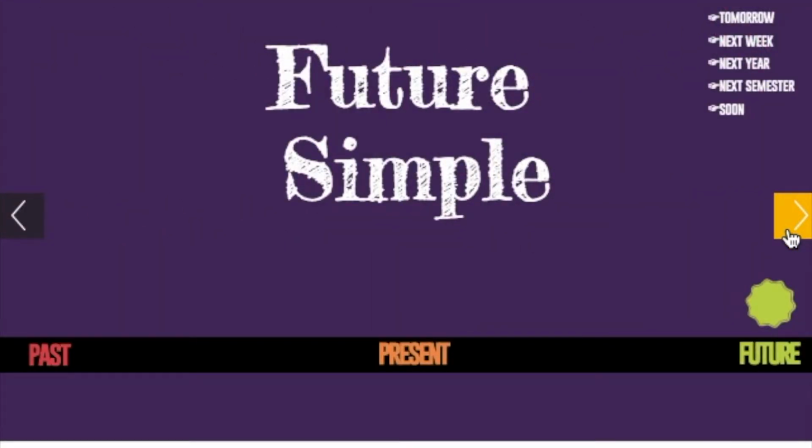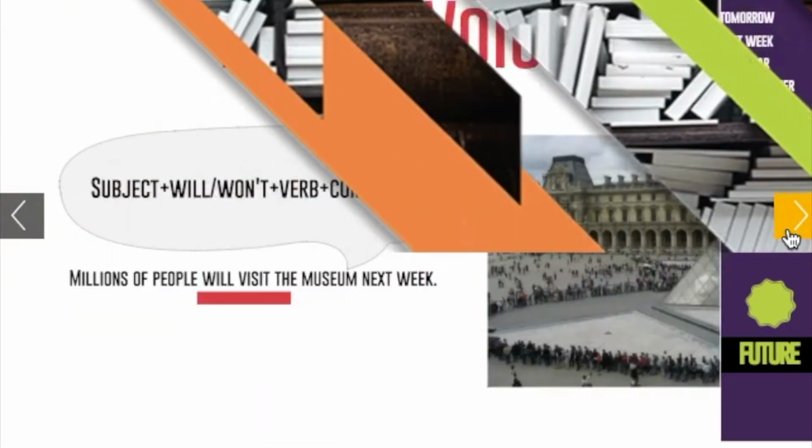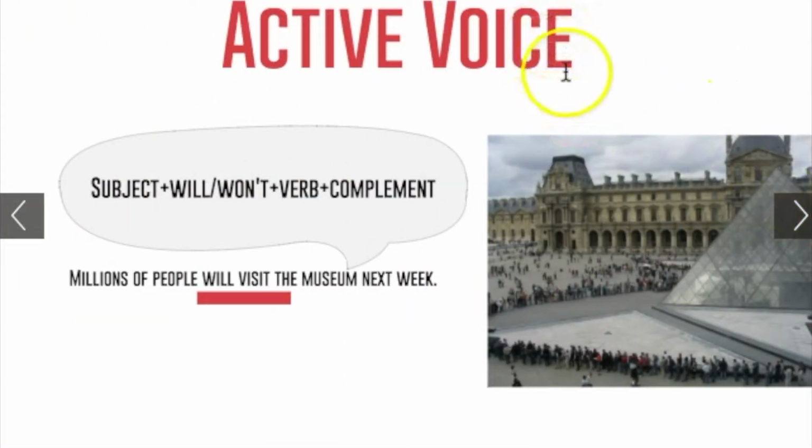We continue with future simple. Here we have some time expressions. Tomorrow, next week, next year, next semester, or soon. Here we have an active voice example. Millions of people will visit the museum next week. That is a prediction in this case. So we have the structure subject, will, plus verb, plus complement. Now let's change into the passive voice.